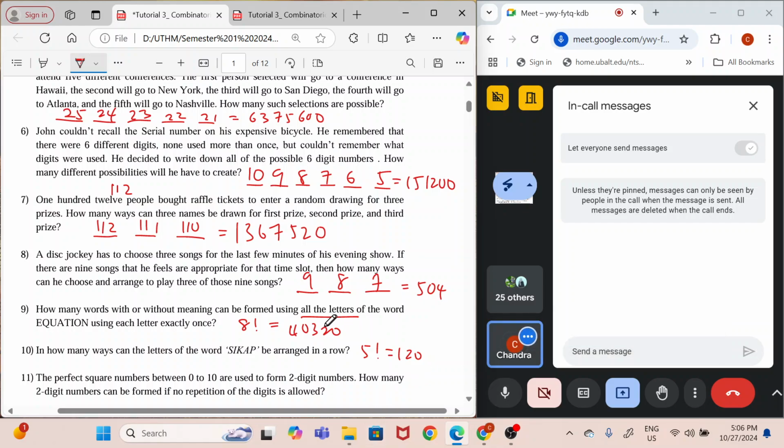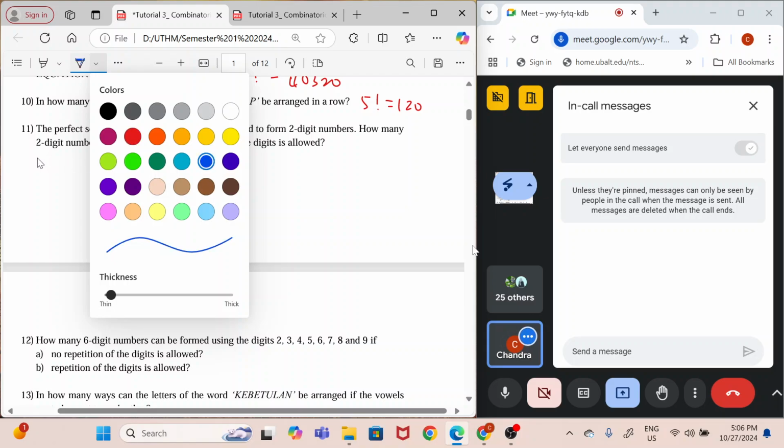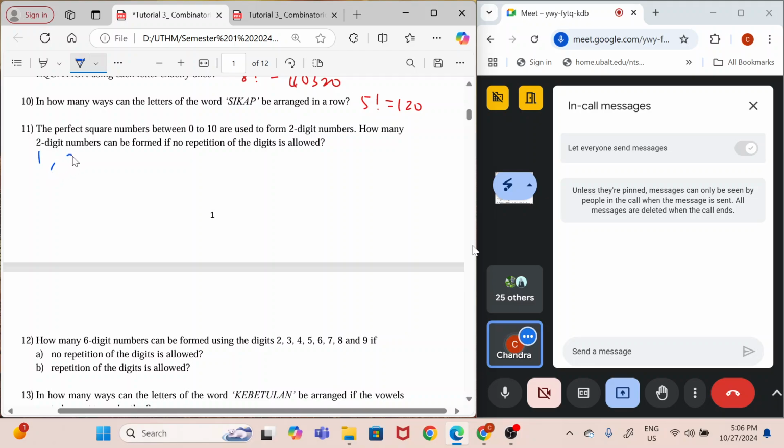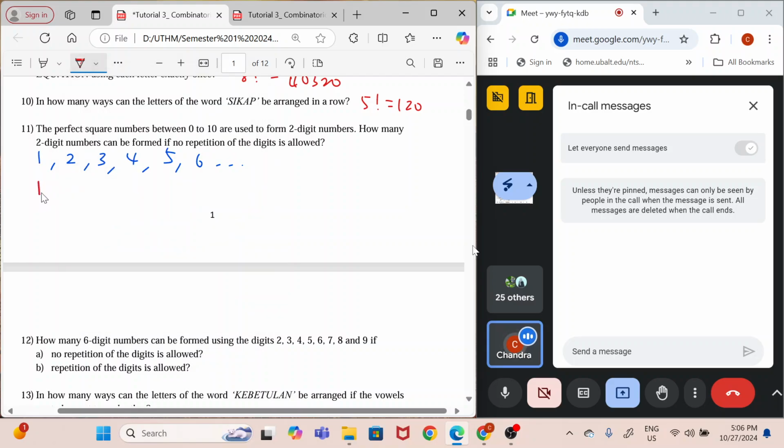Now 11. The perfect square numbers between 0 and 10. What are perfect square numbers? Normally, how do we write numbers? 1, 2, 3, 4, 5, 6, all these things. A perfect square is when you square the number. 1 square, what do you get? 1. 2 square, what do you get? 4. 3 square, 9. 4 square, 16. 5 square, 25, 36, something like that.